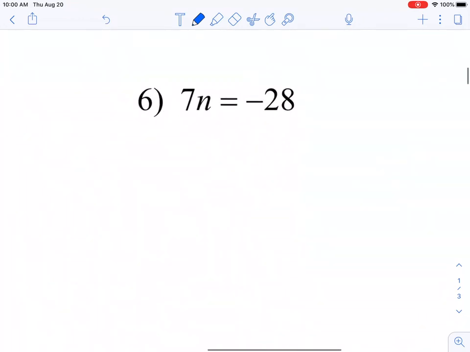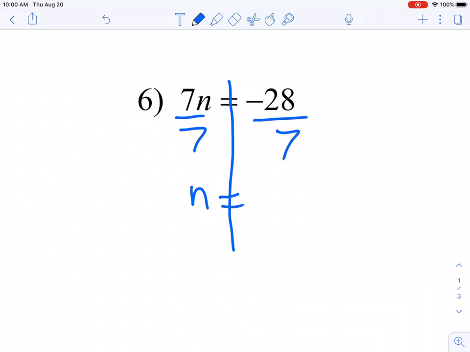Number 6, we have 7 times n. When we have a number sitting next to a variable, that is indicating multiplication. We do the inverse operation. The opposite of multiplication is division. So we are dividing 7 to both sides to find that n is equal to -28 divided by 7 is -4.